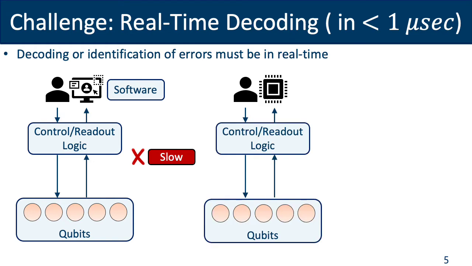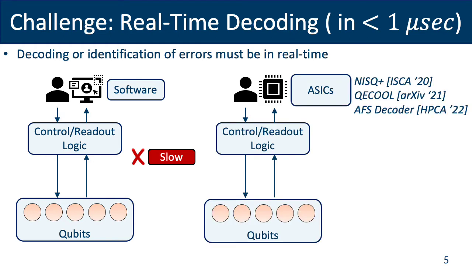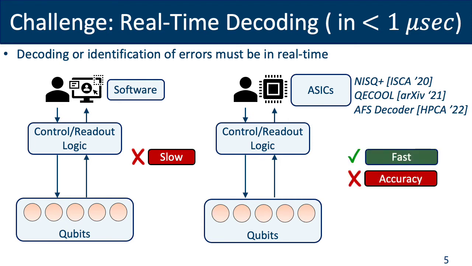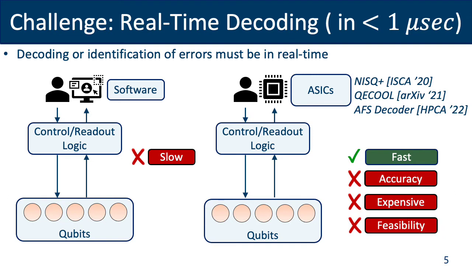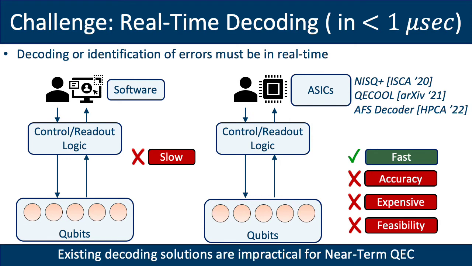Therefore, there is a recent paradigm shift towards using hardware decoders for improving the decoding latency. Hardware decoders are fast, but they sacrifice accuracy. Moreover, they use ASICs or rely on emerging technologies such as superconducting logic, making them very expensive and impractical given the very limited number of quantum computers that are being built today. Remember, we are not making millions of quantum computers in the near term to make ASICs a viable solution. Therefore, existing decoding solutions are inadequate or impractical for real-time decoding in the near term.